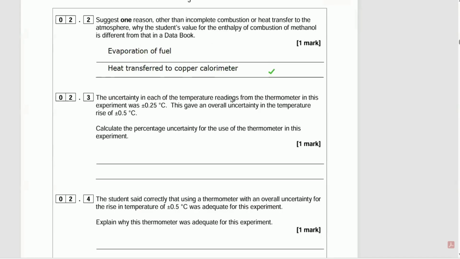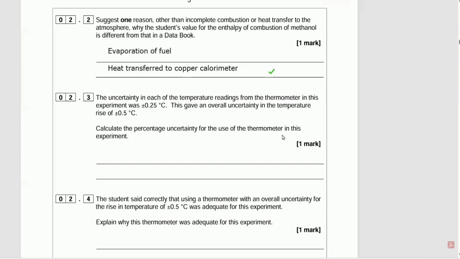2.3, the uncertainty of each of the temperature readings from the thermometer in this experiment is plus or minus 0.25. This gave an overall uncertainty in the temperature of plus or minus 0.5. Sometimes they'll get you to work that out yourself. Because we took two readings to get a change in temperature, an initial temperature and a final temperature, we have double the error: 0.25 when you read the initial temperature, 0.25 when you read the final temperature. So our change in temperature has a total uncertainty of 0.5.